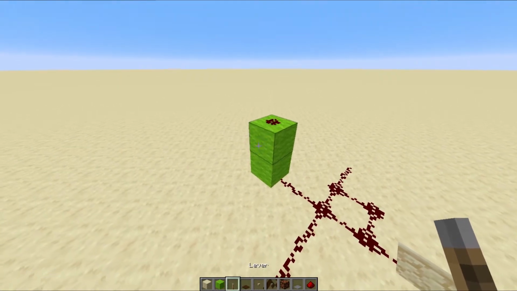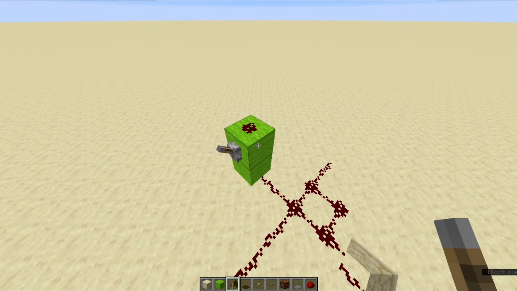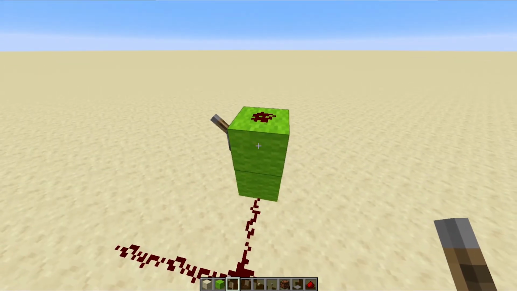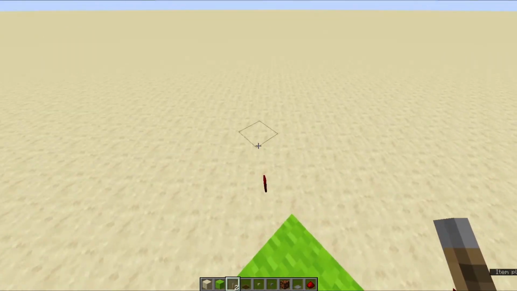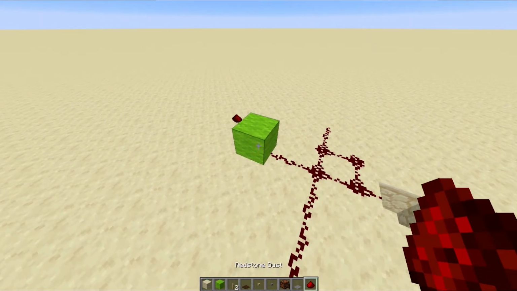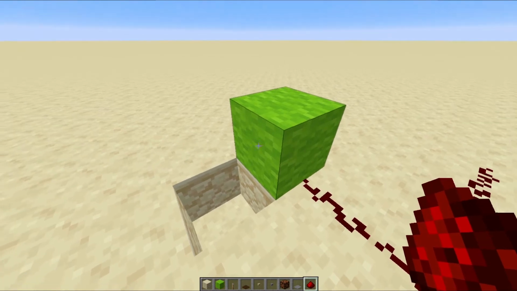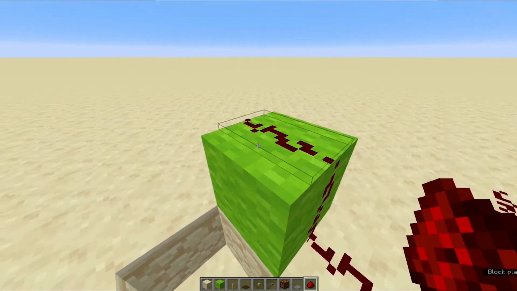Now, just like power sources such as levers and buttons, they need to be attached to a block in order for it to be placed down. So for example, if we were to break this block right here, both the lever and the piece of redstone will be destroyed because it doesn't have a block to be on. So just to be more clear, you can't put down redstone dust directly on the side of a block. It actually has to go on the top in order for it to be placed down.